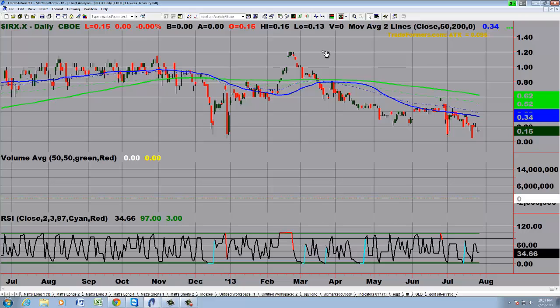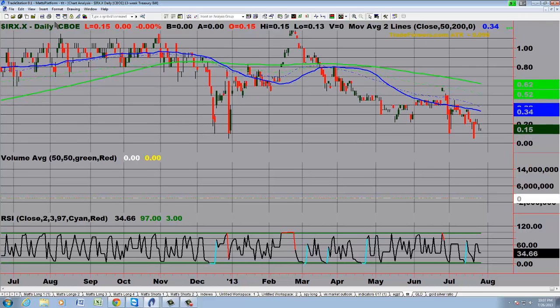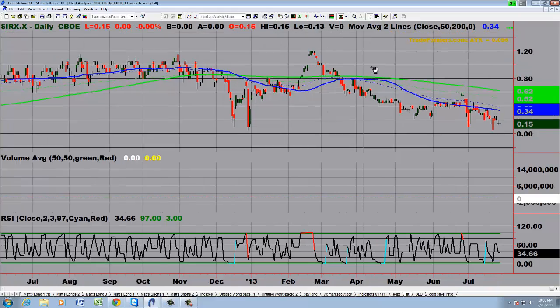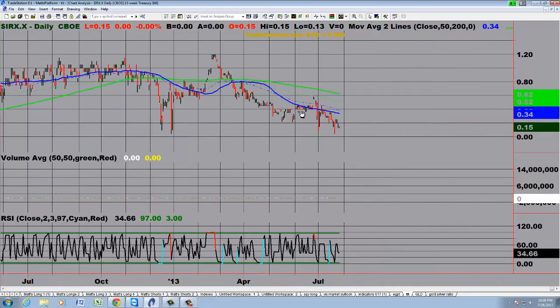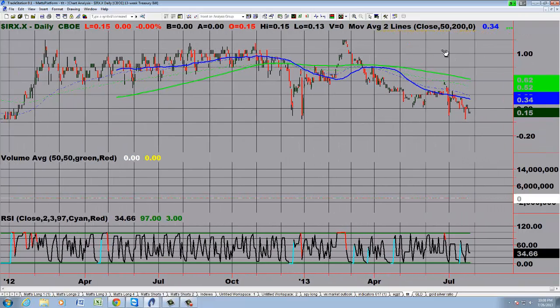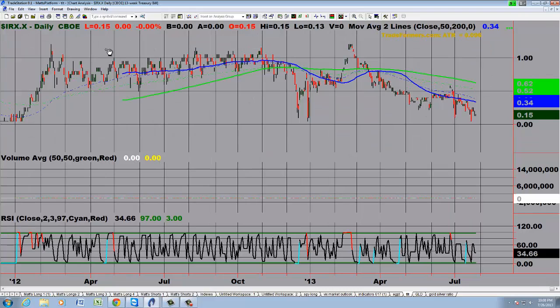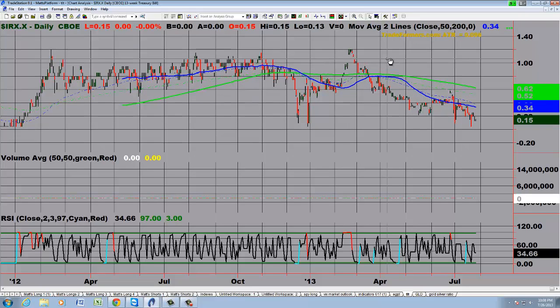So IRX.X is the cash for the 13-week T-bills. And as you can see, we're trading under the 50-day moving average, from a yield standpoint pretty close to the lows. So even though other parts of the yield curve are definitely moving higher, nothing has happened on the real short end. So that is overall positive for rates staying relatively low. So that's one part of the picture.